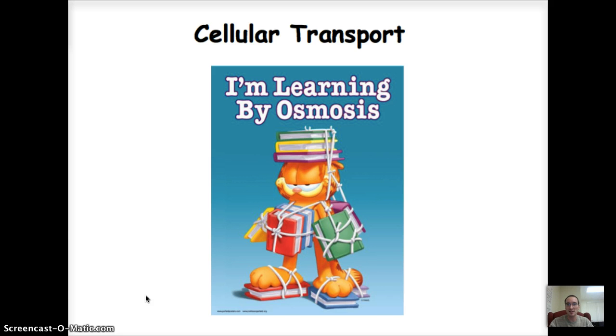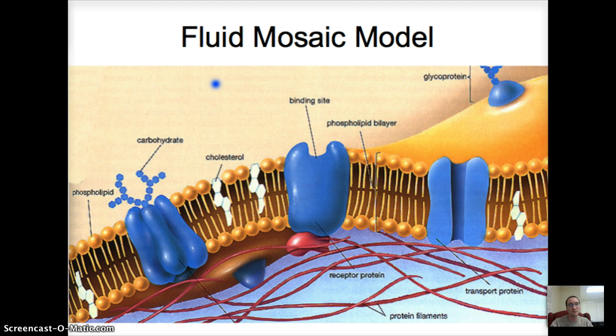Today we're going to be learning about cellular transport, and one of the things that we'll learn about today is actually osmosis. So here's a picture of Garfield trying to learn through osmosis. Now, I don't think it's working out exactly as he would want it to, but at least he's trying.